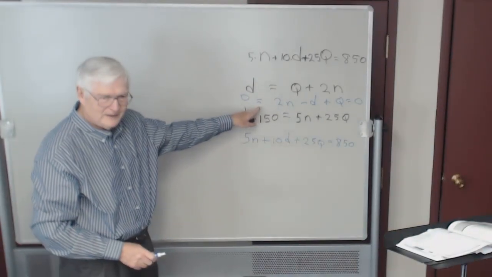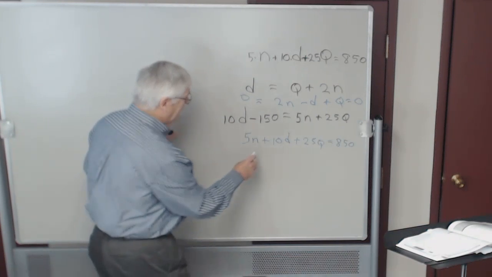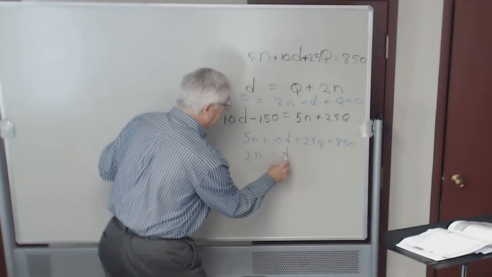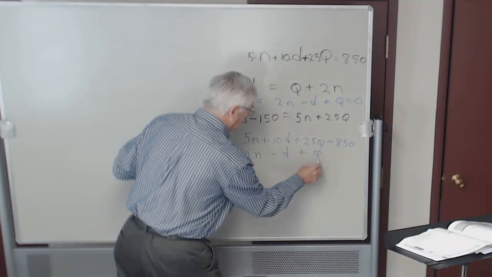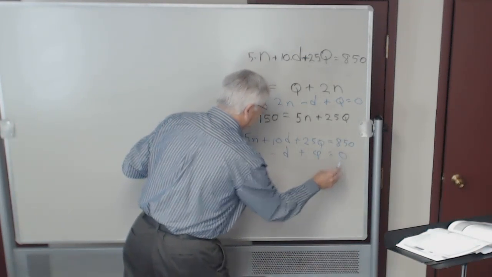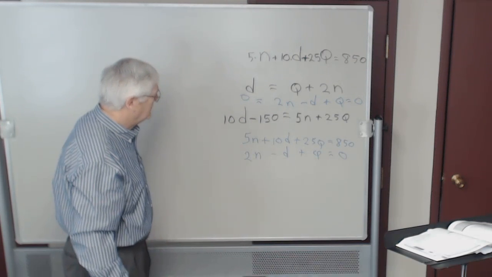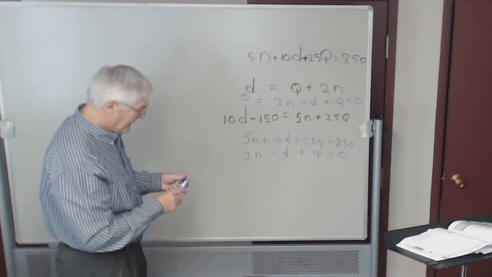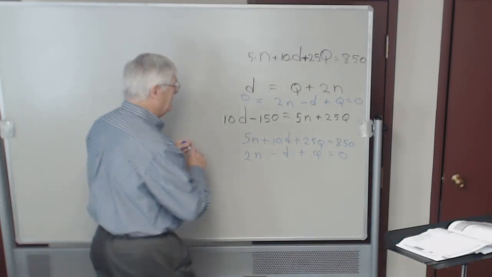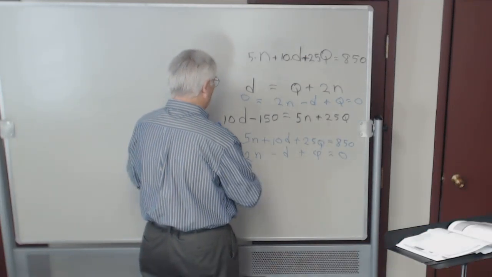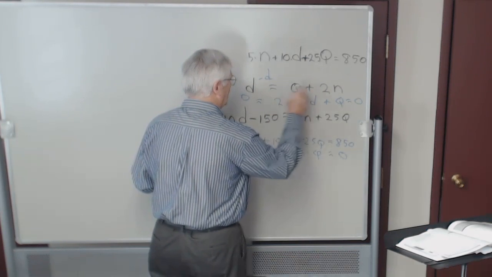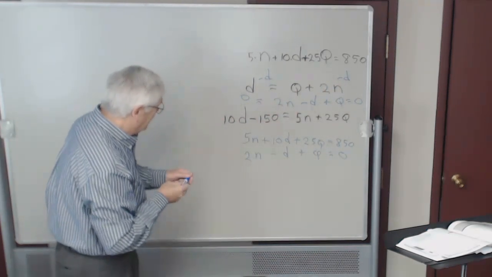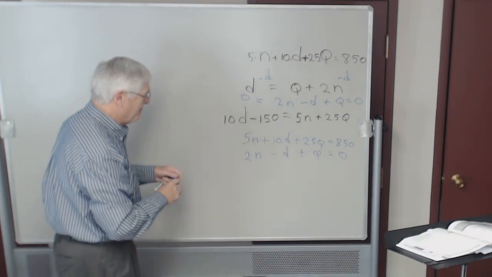Is that okay if I did that? So now I can write down here 2n minus d plus q equals 0. Everybody follow what I did to get that? I basically just subtracted d from both sides and then rearranged them. So now we're ready for the third one.